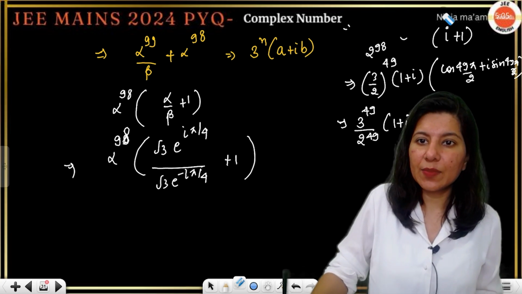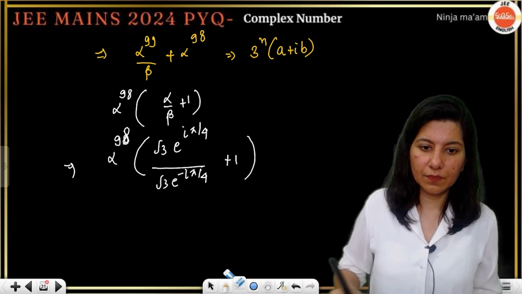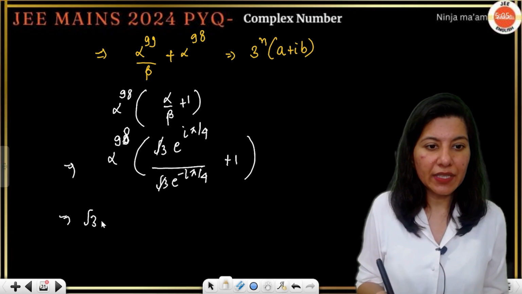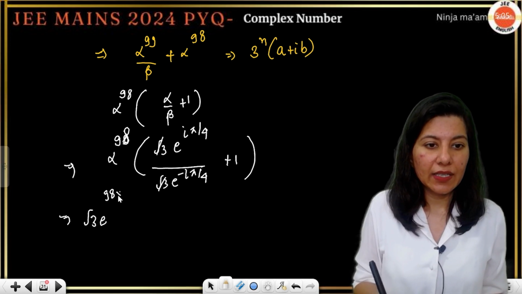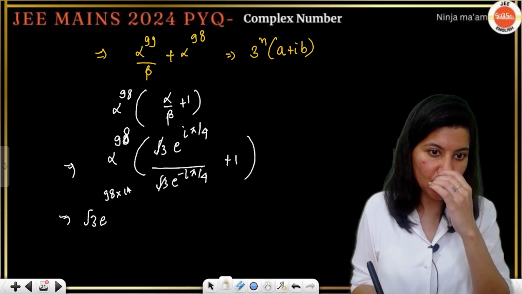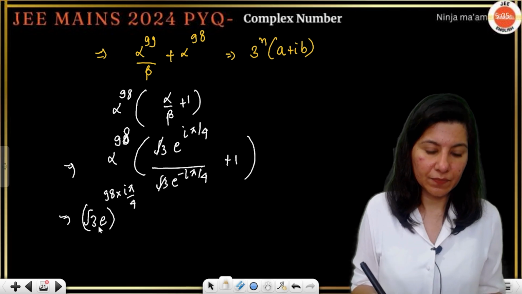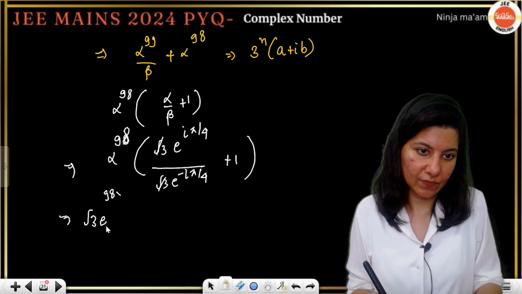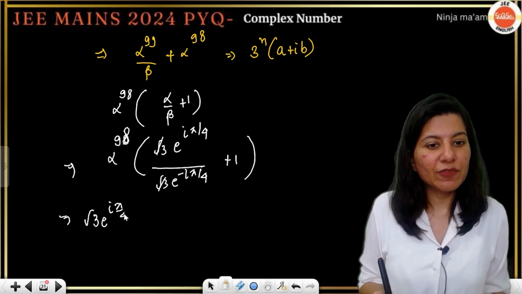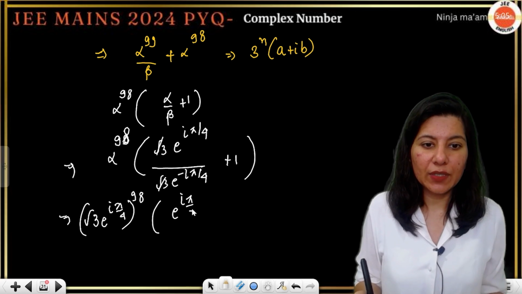One more time I will explain you, okay? So root 3 cancels. Alpha is what? Root 3 e raised to power iota pi by 4. Correct. Hold on. So root 3 e raised to power iota pi by 4 raised to power 98. This is e raised to power iota pi by 2 plus 1.